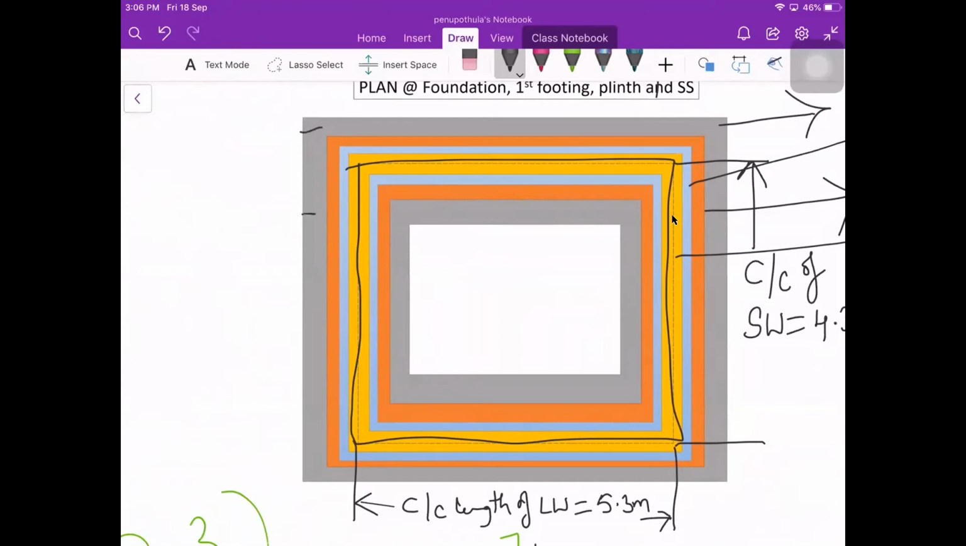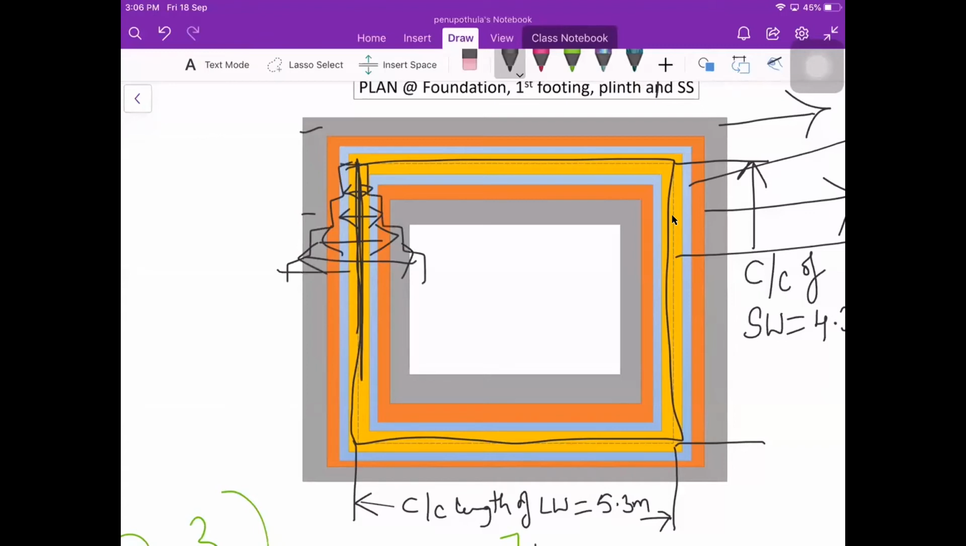See here, up to this width it will be there. For this also center part is this. For this also center part is this. For this also center part is this. And this also. That's it. So this, and based on this center line, what we will do is, you can imagine here the foundation. Foundation will come like this.